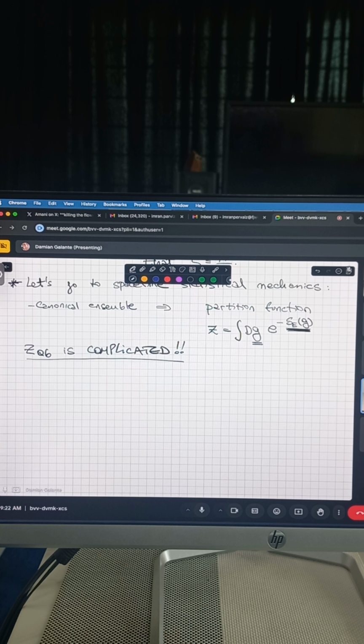So let me tell you some of the confusions that can appear when we try to evaluate this object. So the first one is, of course, what is the G? What should we sum over?